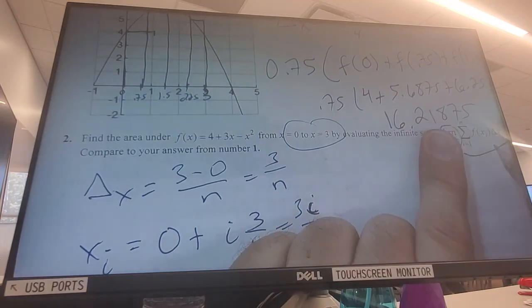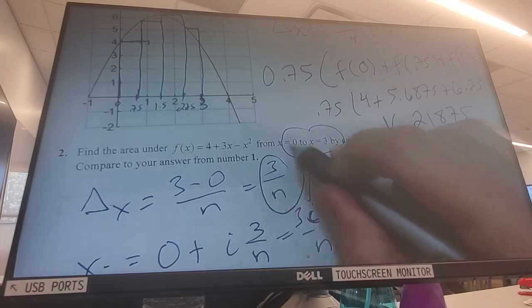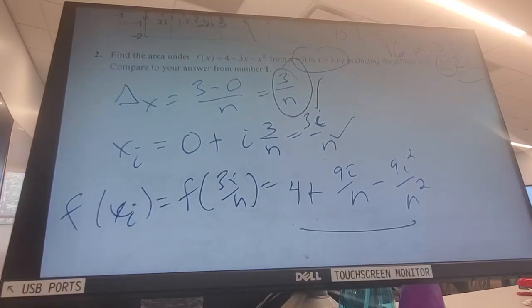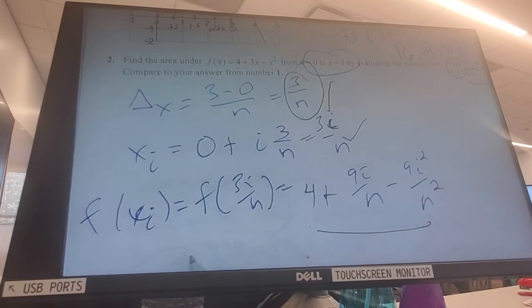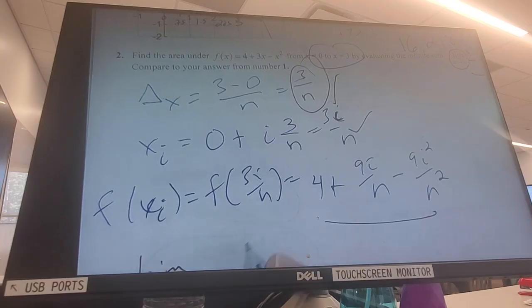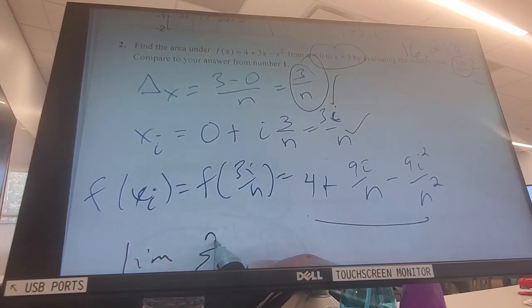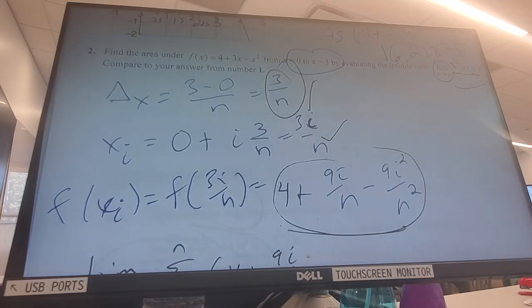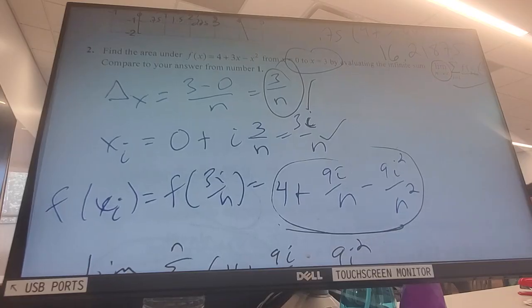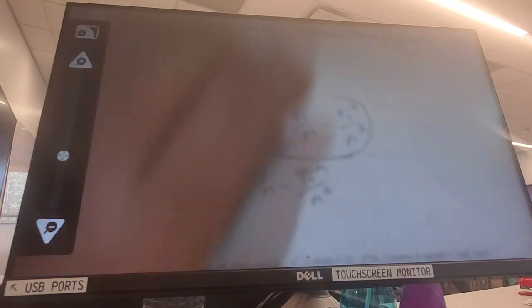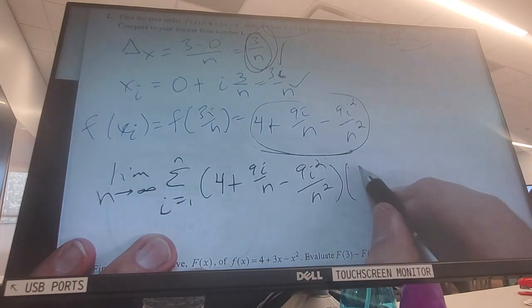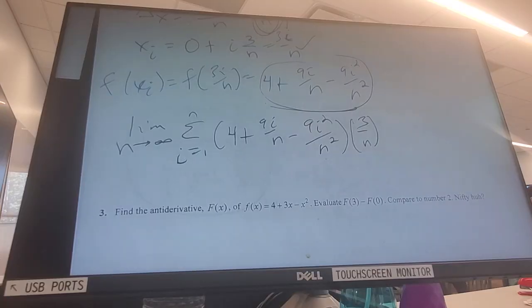So what does this piece need? It needs delta x, we got it. Right there. It needs xi, we got it. And it needs f of xi. We got it. Now we can plug it in. This goes in here. And then delta x goes at the end. And delta x was 3 over n. So that's just me shoving all those pieces in. Yes?